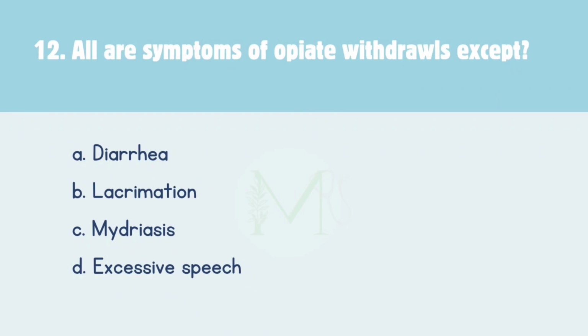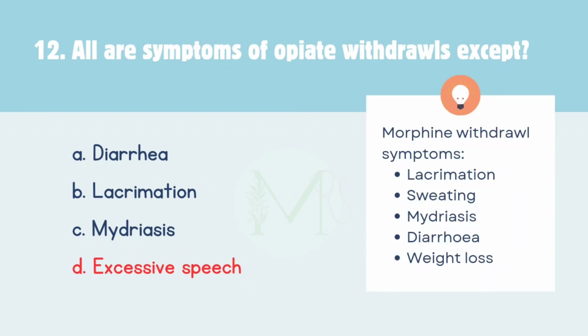The next question is, all are symptoms of opiate withdrawal except the options are diarrhea, lacrimation, mydriasis, excessive speech. The correct answer is excessive speech. Opiate withdrawal symptoms occur when a person dependent on opiates, for example heroin, morphine, suddenly reduces or stops using the drug. Common symptoms are lacrimation, sweating, mydriasis, diarrhea, and weight loss. Excessive speech is not a symptom of opiate withdrawal. So that is the correct answer.